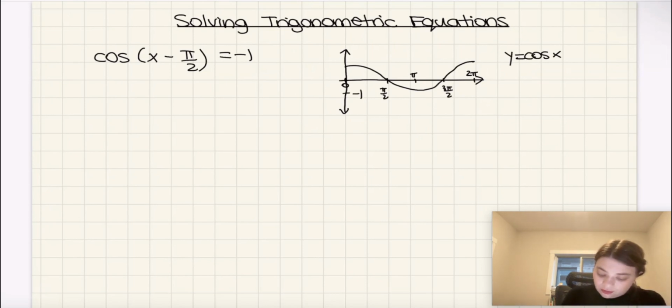Well, it hits -1 once in a cycle at pi, right? So every pi is where it's going to hit. And so therefore we know that y equals cos of pi is going to give us -1, right? Cosine of pi is equal to -1.